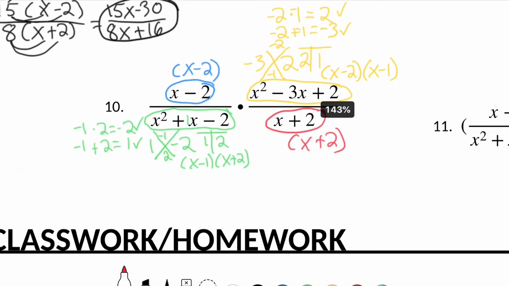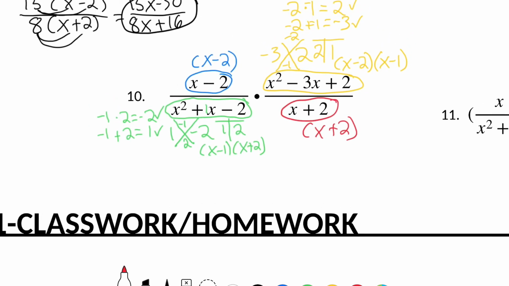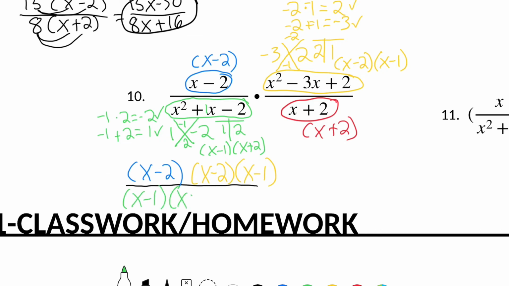So all of this gives me a big fraction bar: x minus 2 times x minus 2 times x minus 1, all over x minus 1 times x plus 2 times x plus 2.